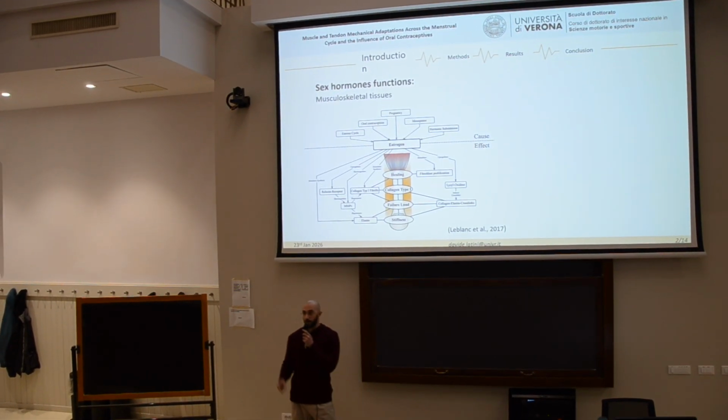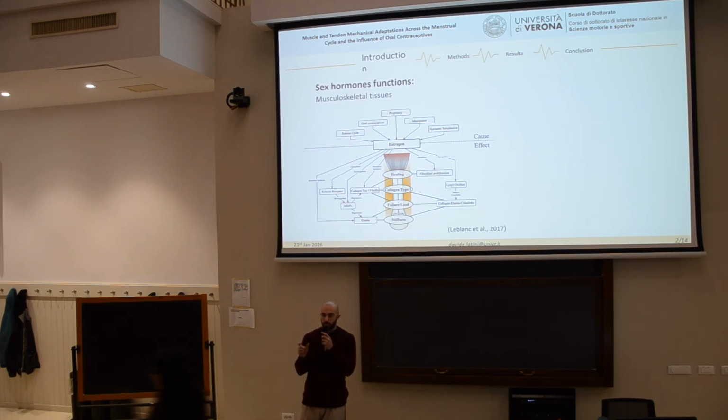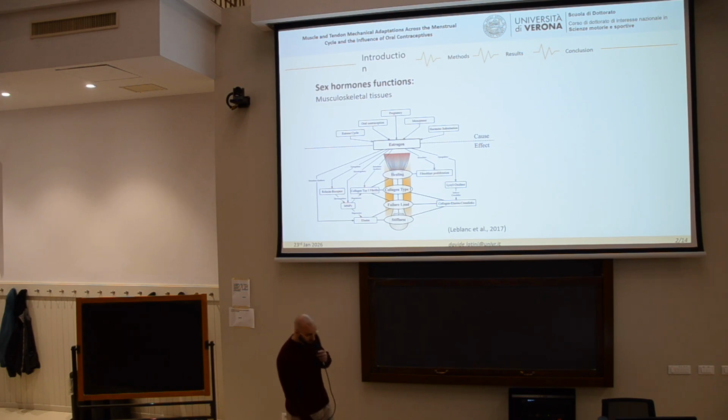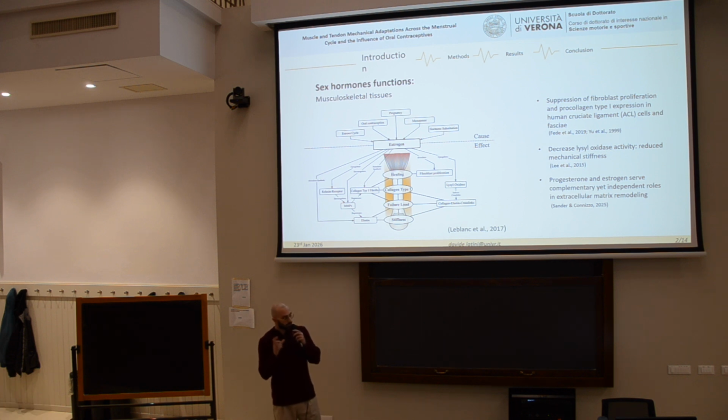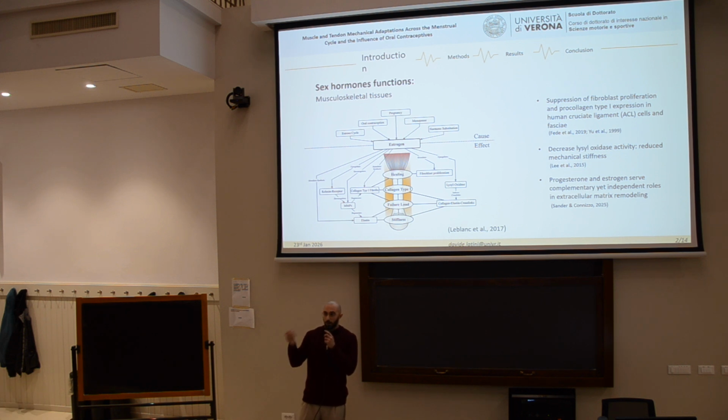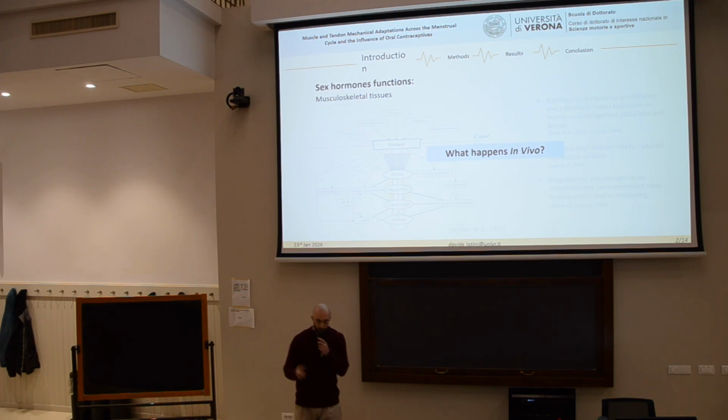Estrogen and progesterone regulate different biological processes inside our body, mostly due to the presence of receptors inside human tissues, such as the musculoskeletal tissues. And as you can see from this slide, for example, estrogen impacts a lot of different processes inside collagen tissues, such as ligaments and tendons. And from the literature, we know that a rise in estrogen concentrations could cause microstructural changes inside this tissue. So now the question is, could this microstructural change impact in vivo properties?